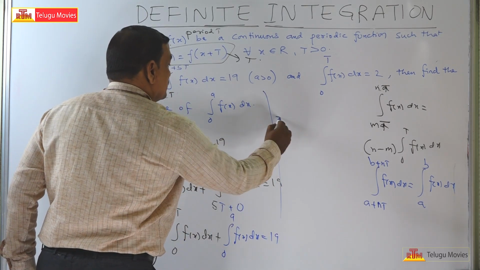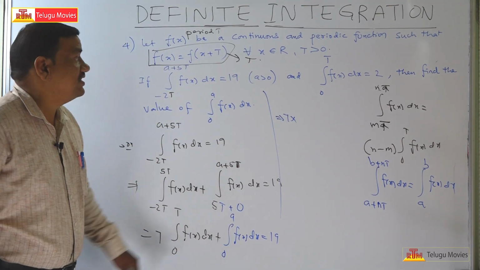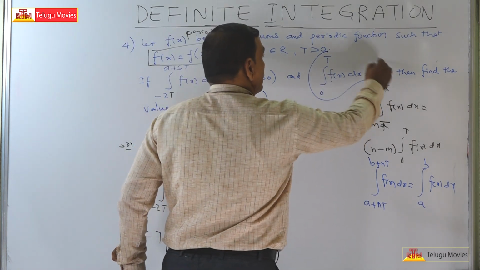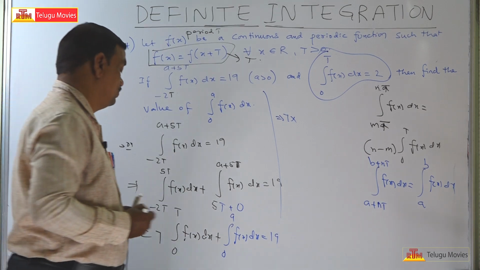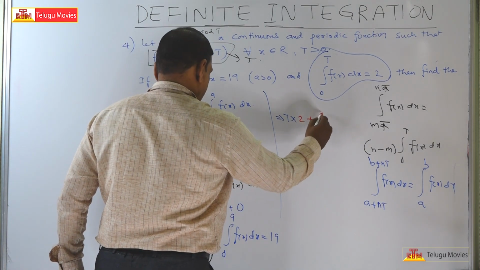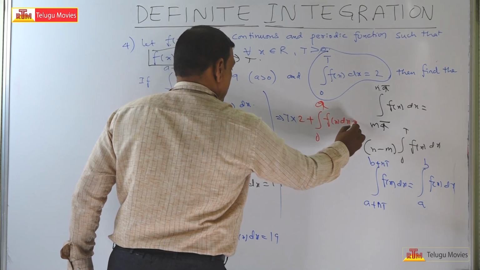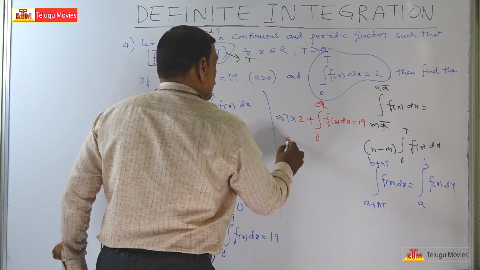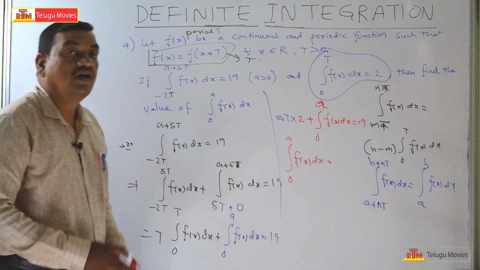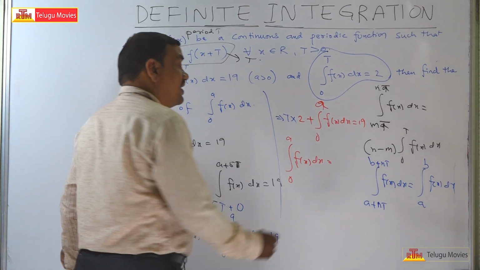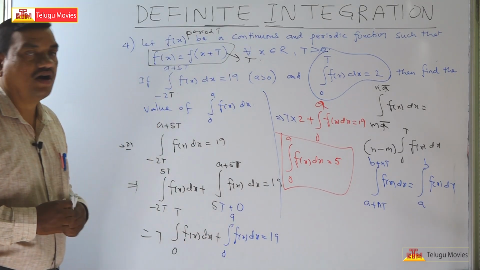This implies 7 into the integral from 0 to T of f of x dx, and it is given that the integral from 0 to T of f of x dx is equal to 2. So 7 into 2 plus the integral from 0 to a of f of x dx is equal to 19. So the integral from 0 to a of f of x dx is equal to 19 minus 14, which is 5. So 5 will be your answer.